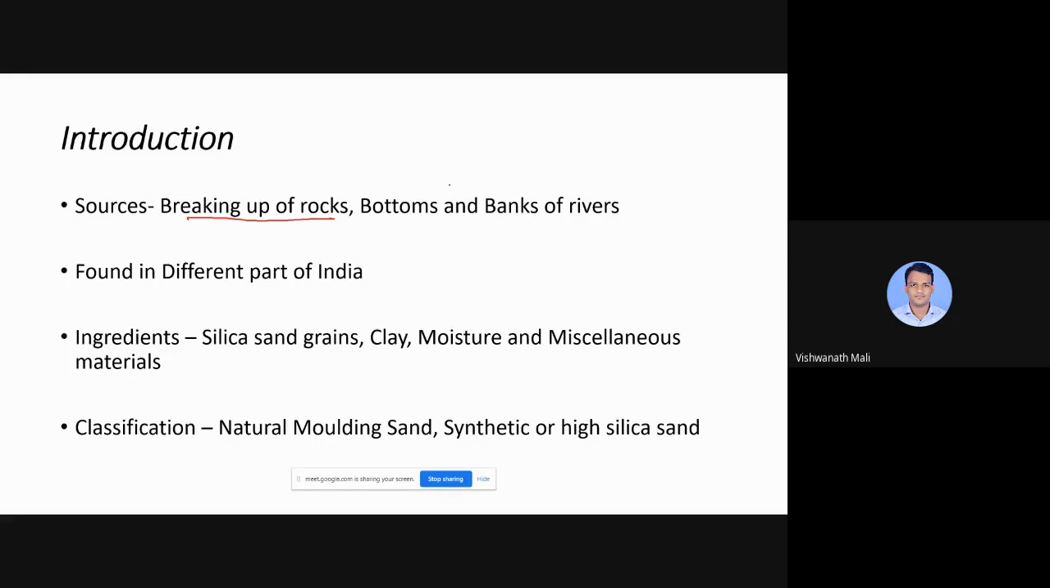Then another source of this sand is the bottoms or banks of rivers. So in India we take the molding sand from either the bottoms of rivers or the banks of rivers. Due to the continuous flow of the river, large sand particles get converted into small ones, and we get that molding sand. So we can find molding sand in different parts of India.